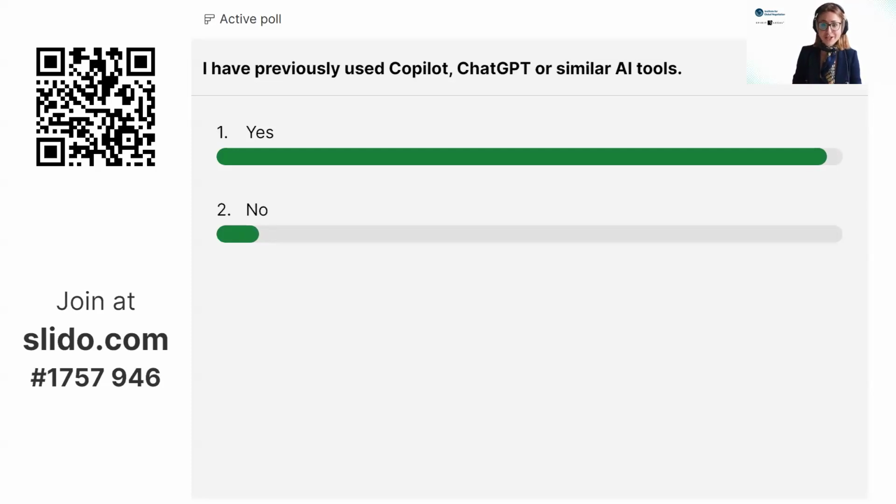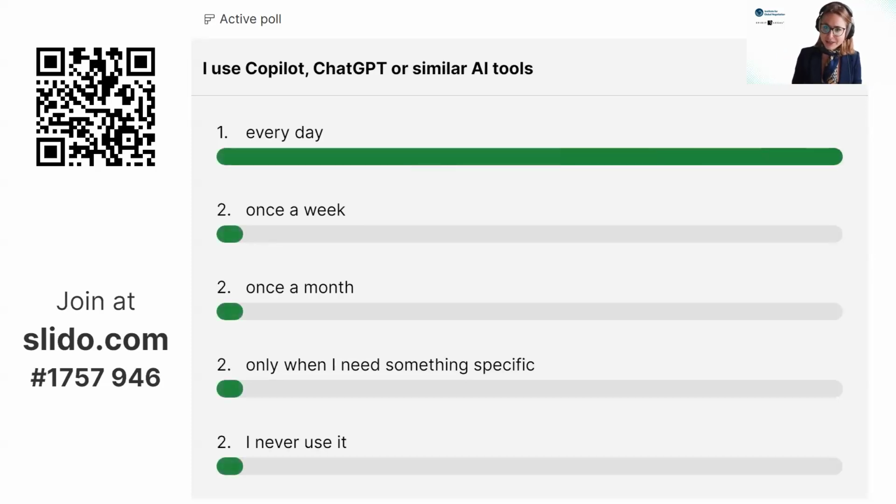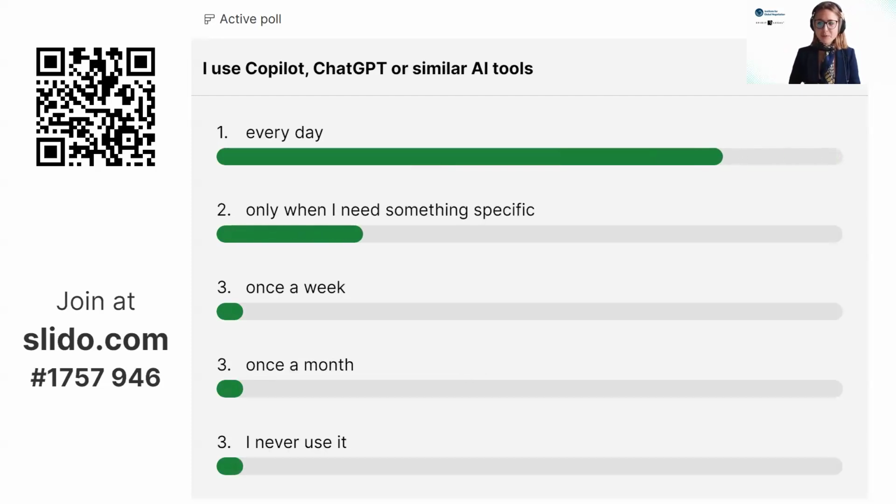But now for the next question: how often do you actually do that? Is it your daily copilot that writes all the emails that you don't want to do, or makes them all pretty? Or is it only when you need something specific, like a draft for something, brainstorming, something like that? Or maybe it's even more seldom, never, or once a month, basically when I remember that it exists.